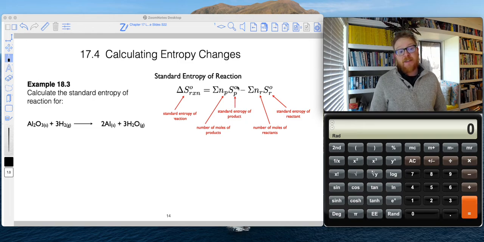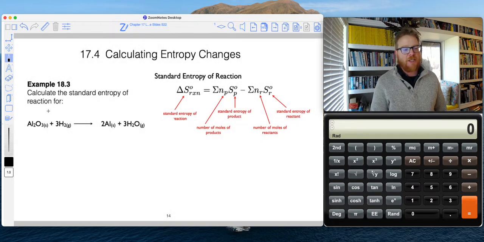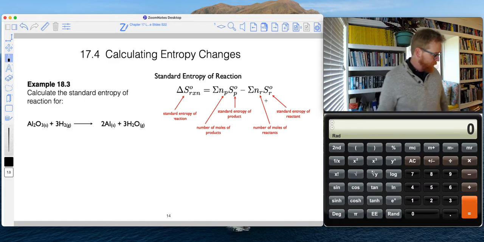And of course, to calculate this, we're going to have to look up the standard entropy values of these molecules, and we would get those standard entropy values in a table such as this. So I've got a reaction here: aluminum oxide plus 3 hydrogens makes 2 aluminum solid. So it reduces that aluminum oxide and makes water. So once again, we'd have to look up all of the values of these formulas. Okay. So I've done that already, and I'll write those values down.